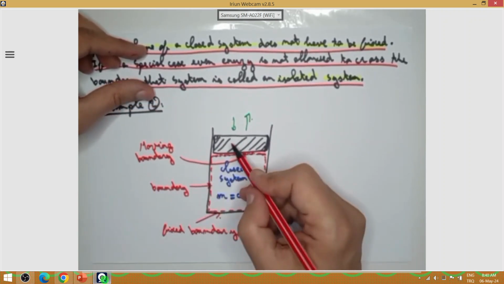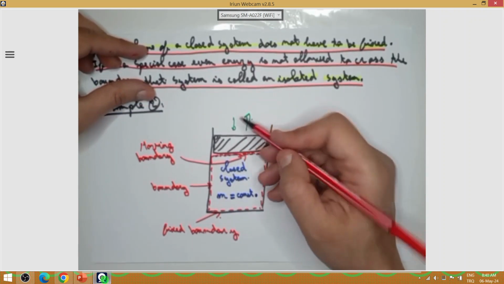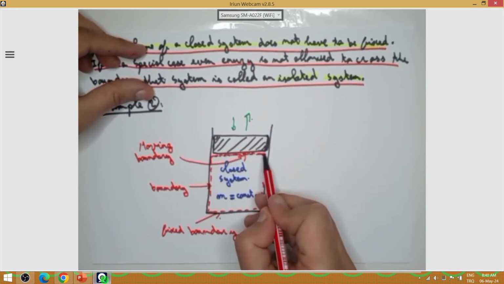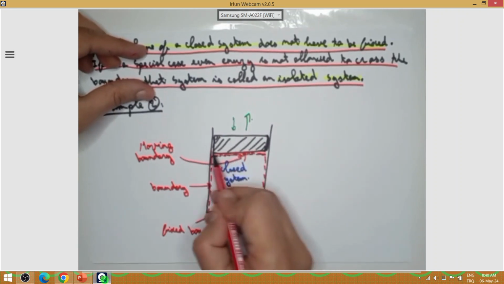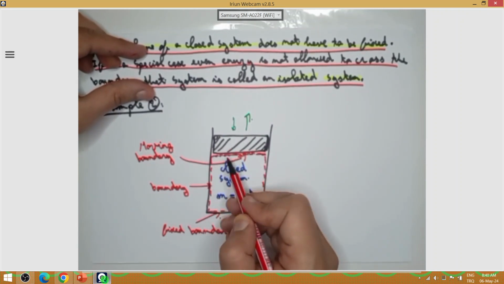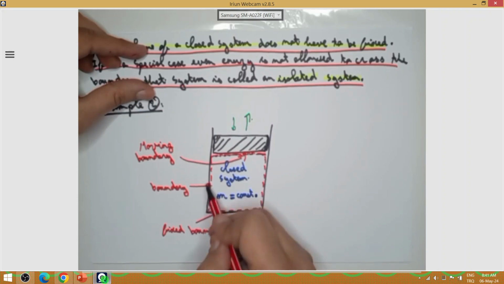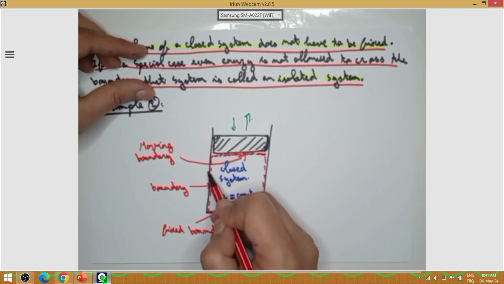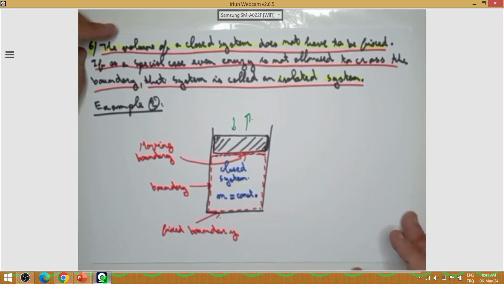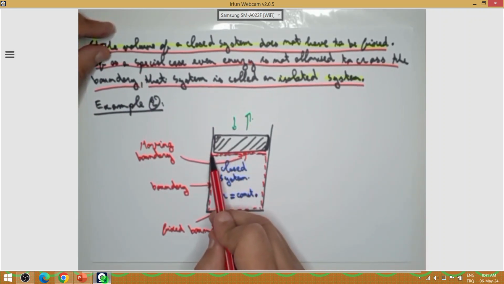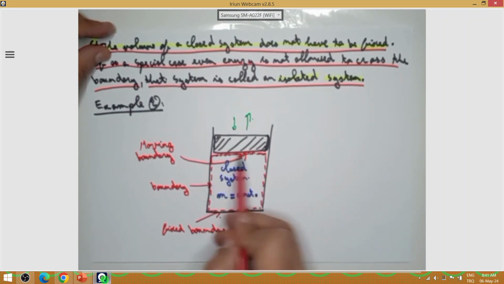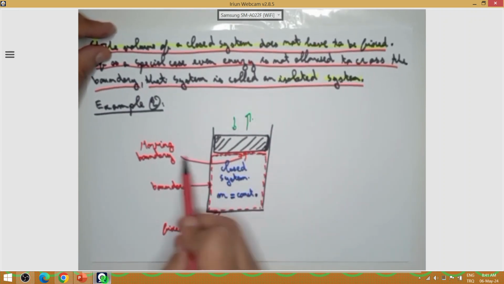Moving, why? Because my piston can move up and down. So this boundary that I can see, this horizontal line, can move up and down. So this one is a moving boundary. This one can be called a fixed boundary, because this part of the cylinder is fixed. This one is the same, and this one is also fixed. So the only moving boundary that we see here is this horizontal boundary, the only moving boundary for our system.